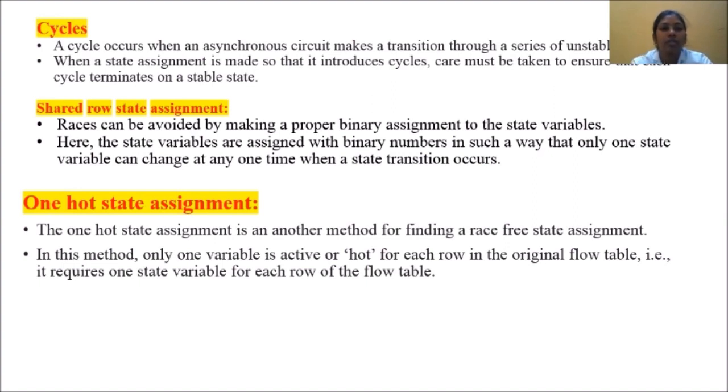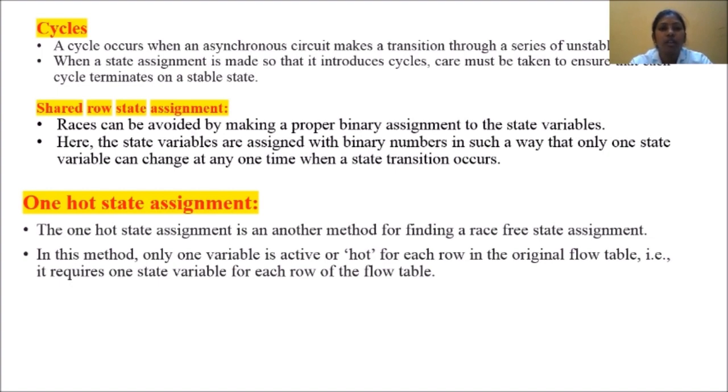In the shared row state assignment, the state variables are assigned binary numbers in such a way that only one state variable can change at any one time when a state transition occurs. In order to accomplish this, it is necessary that states between which transitions occur be given adjacent assignments. Two binary values are said to be adjacent if they differ in only one variable. So this extra state is shared between the two stable states.